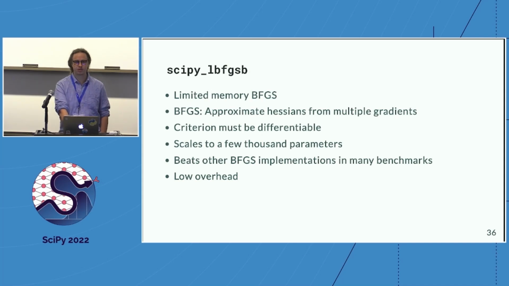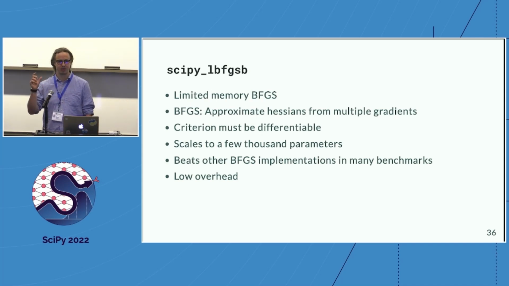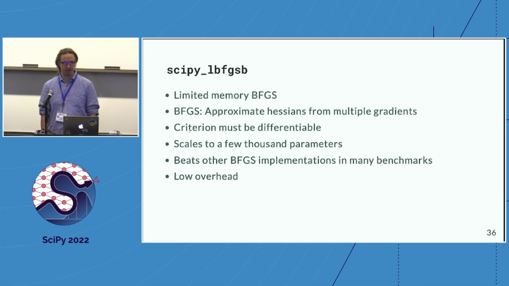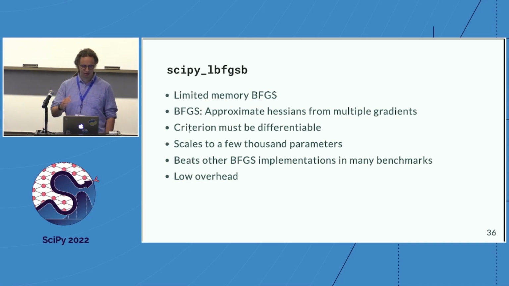BFGS is a method to generate second-order derivative information from multiple gradients, basically. And it's a very widely used method, so many algorithms use this. For this to work, the criterion function must be differentiable. If you have a few kinks, that's okay, but if it's really noisy or has discontinuities, it won't work.